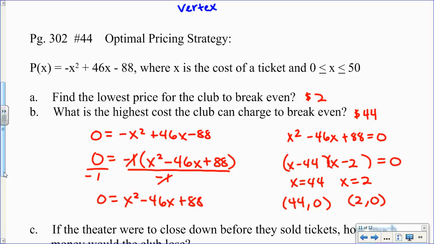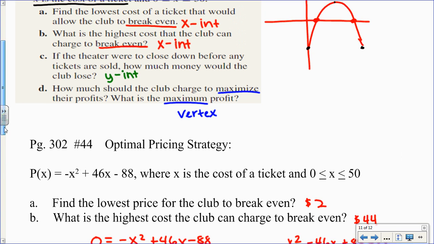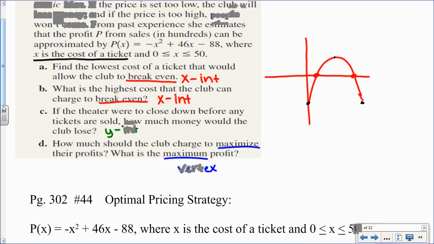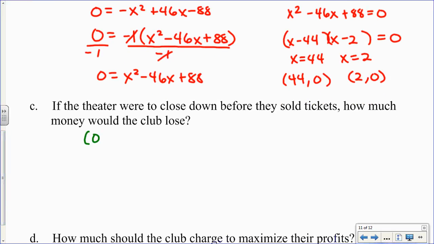Okay, part C. If a theater were to close down before they sold tickets, how much would they lose? So that was the y-intercept. Remember, y-intercept, go back to your original function. When it's in standard form, it's just our c value. So what's my y-intercept? Okay, so my y-intercept was (0, -88). So to answer the question, what would I say? Lose $88. It's important to keep that word lose, so we're not thinking it's positive 88, but we're not going to say negative $88. That doesn't make sense. So lose $88.